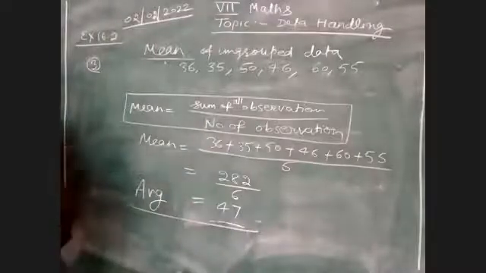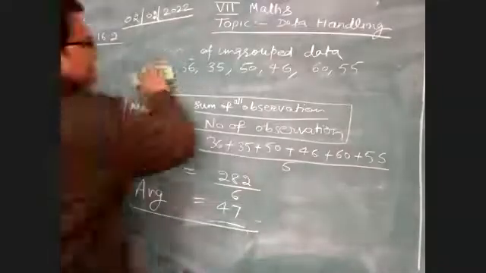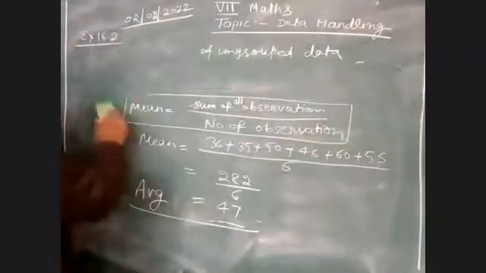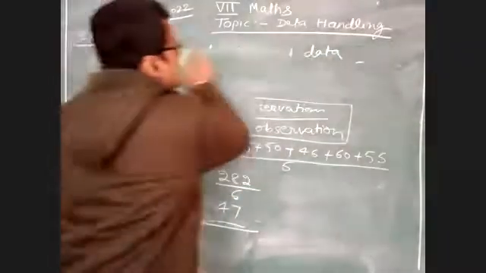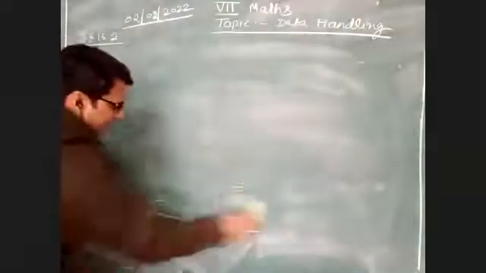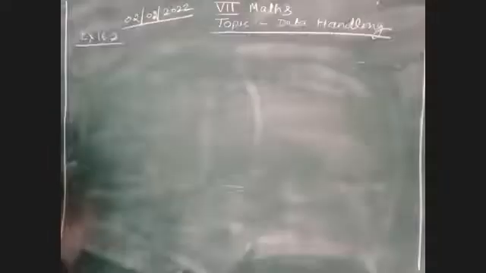Now we will try the fifth question. Fourth is the same, so you have to do it yourself. Now you have to read the fifth question. So our fifth question is, the marks out of 100 obtained by a group of students in a science test are given. These are the marks given. Out of 100 marks are given.